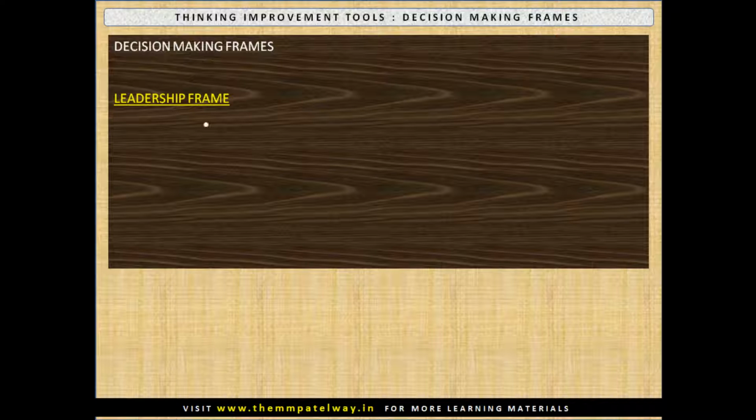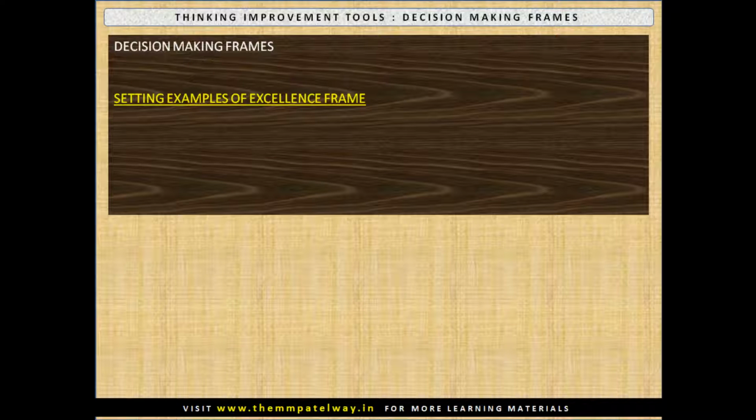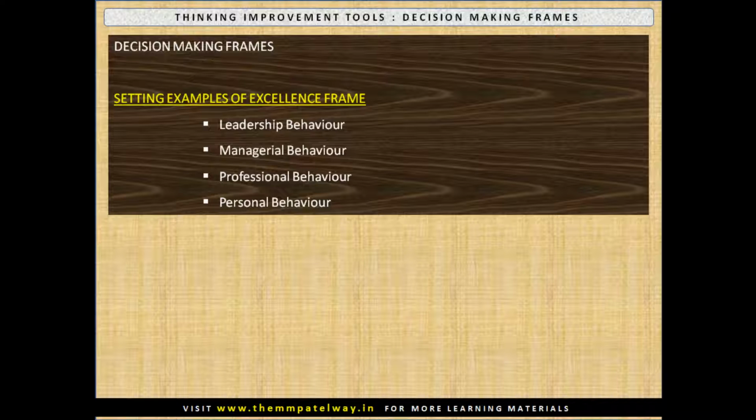Leadership frame. Management by principle, contribution, future vision, accepting responsibility, delegation and team building frame. Setting examples of excellence frame. Leadership behavior, managerial behavior, professional behavior and personal behavior frame.